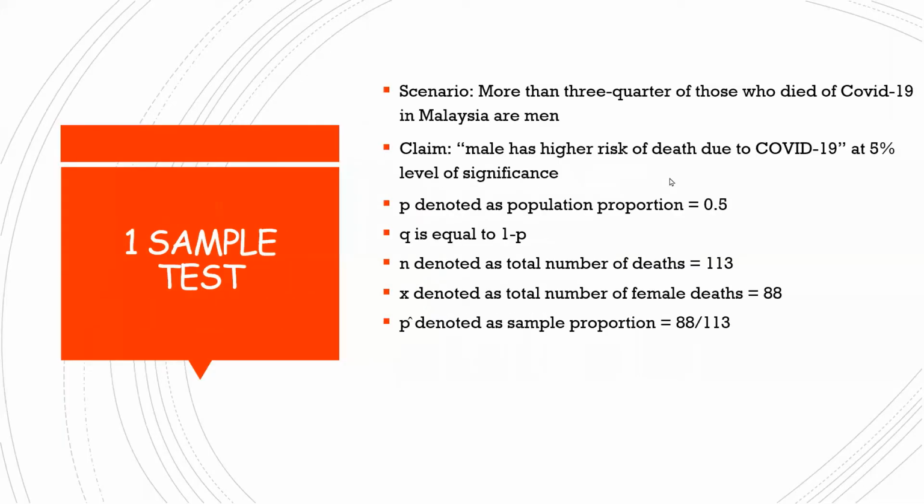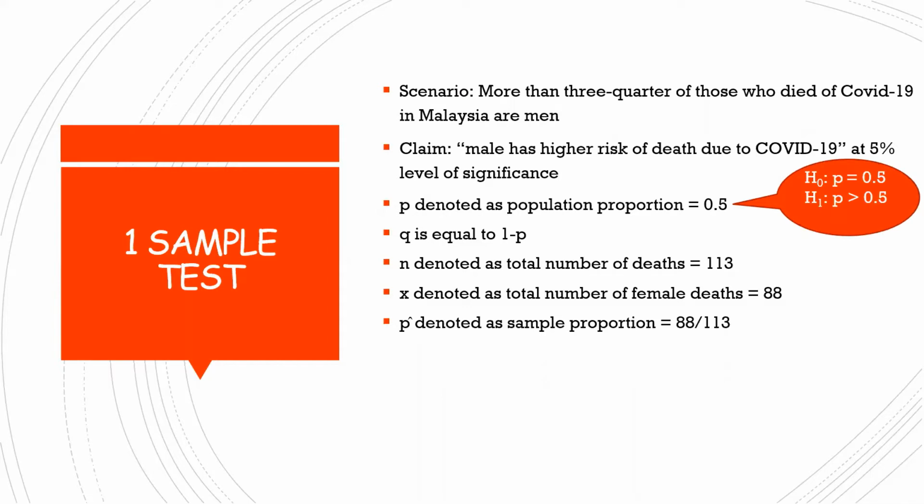So according to New Straits Times, the data is showing that more than 3/4 of those who died of COVID-19 in Malaysia are men, and a similar proportion is observed across the world. So one sample test is used to test a claim where male has higher risk of death due to COVID-19 at 5% level of significance. So here, we set H0 as p equals 0.5.